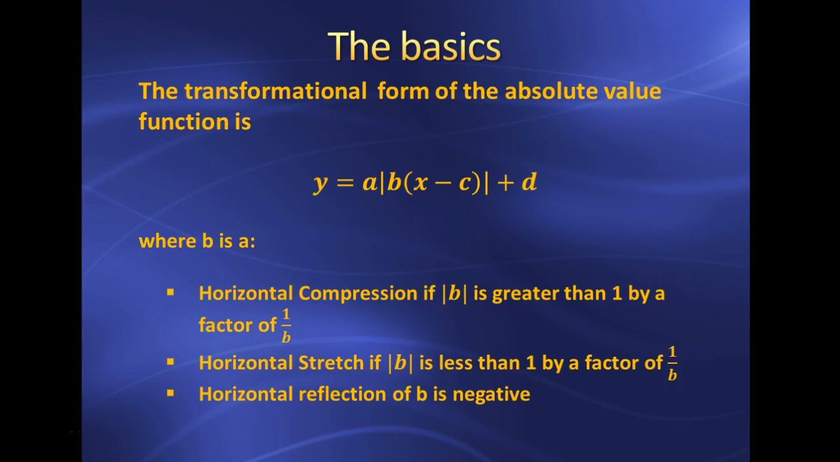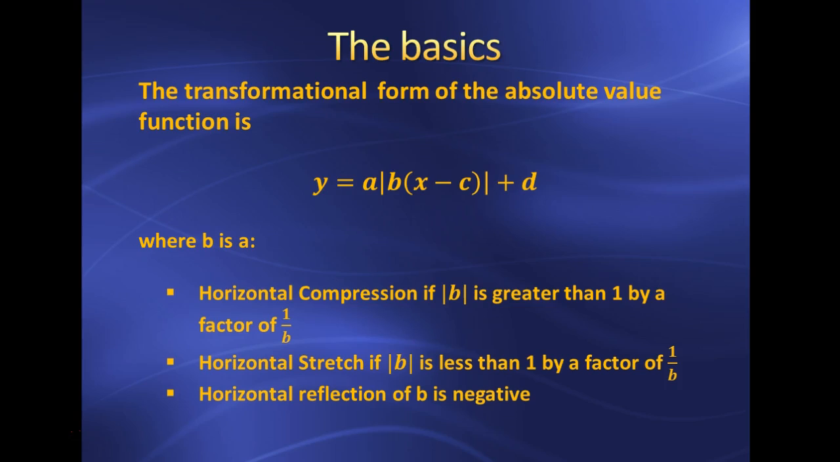So first, let's review the transformational form of the absolute value function. It is y equals a times the absolute value of b in parentheses x minus c, plus d. Now, I'm not going to review all of the parameters at this time. I'm going to focus on b because that's where most of the mistakes were on the quiz.